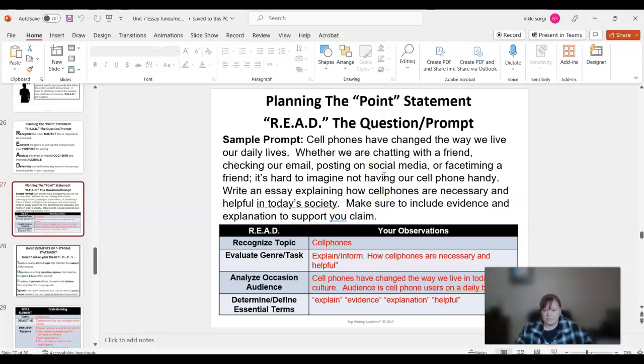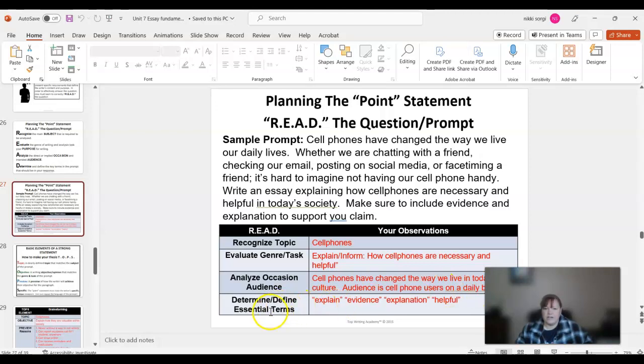The topic for you guys, your career. Evaluate genre and task. So you're going to explain it and inform all of the stuff necessary to become that in that career, right? Well, they did how cell phones are necessary and helpful. You're analyzing your occasion, your audience. Cell phones have changed the way we live in today's culture. Audience, cell phone users on a daily basis. What is our audience? Somebody who's interested in the career you're explaining.